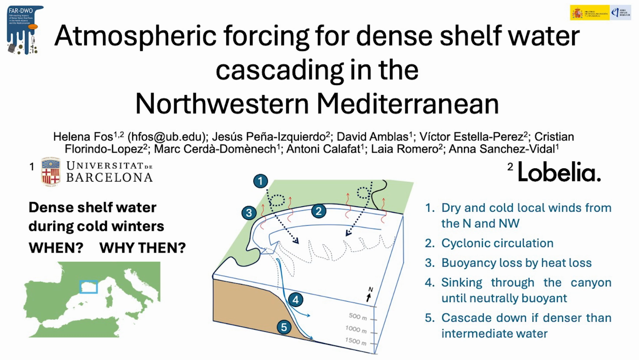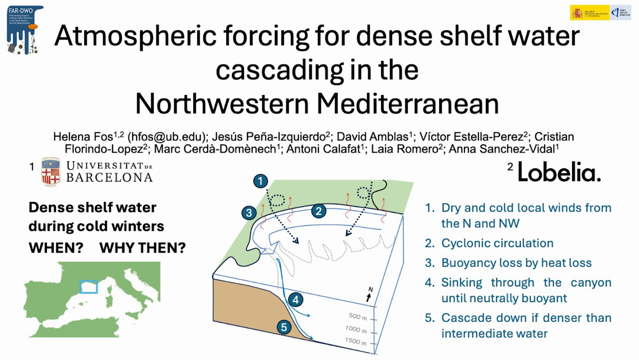I use a reanalysis product here to try to study all these dense water cascading events that have happened in the last decades, and also try to deduce why they happen in those winters, what were the atmospheric conditions that triggered that shelf water to be so dense and to get those dense water cascading events.